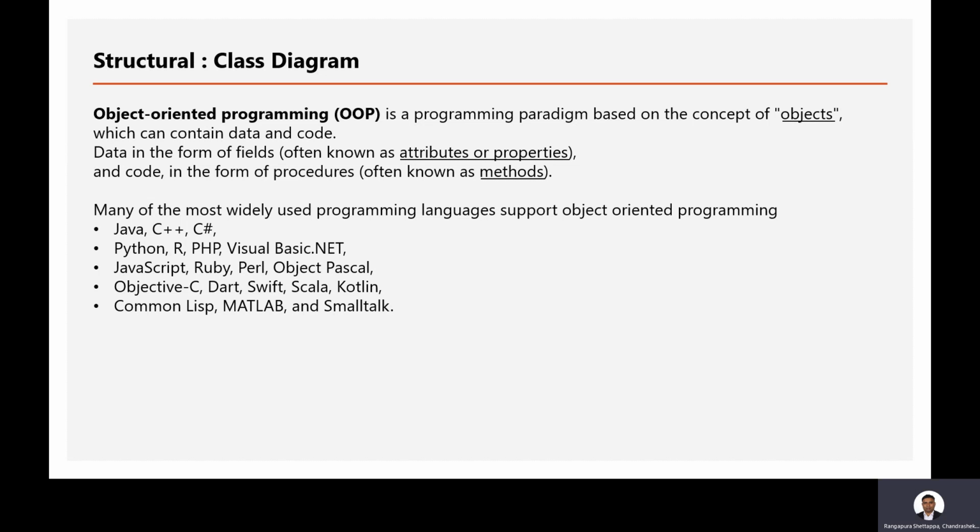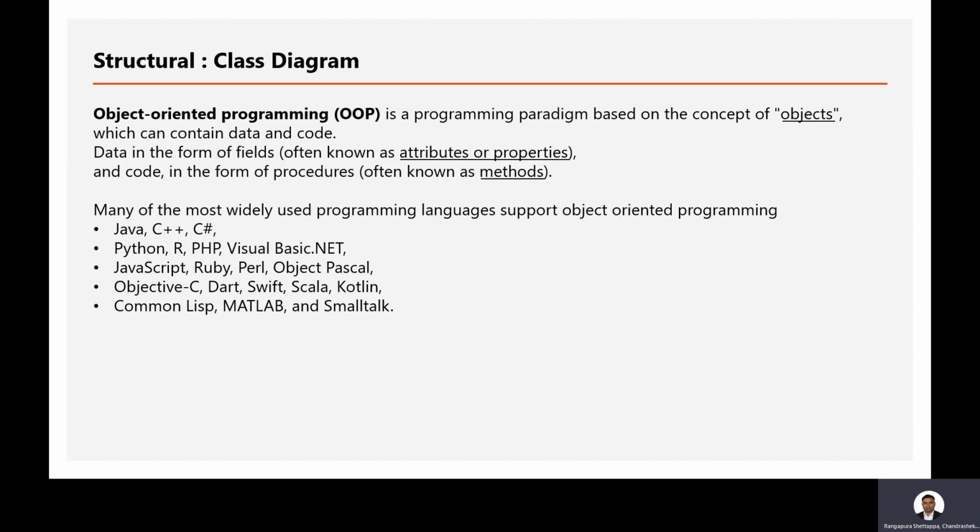OOPS stands for Object Oriented Programming. Any real-time object could be represented in terms of software. In an OOPS programming language, an object contains two parts. One is called attributes, which is nothing but the data or the fields. The second part is the code or the logic, which are called methods.